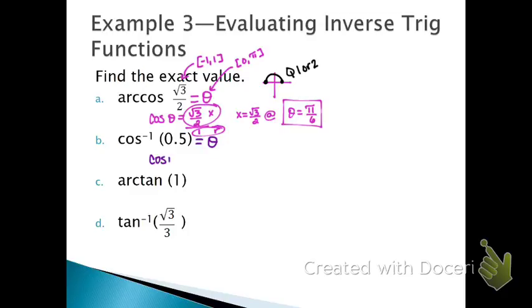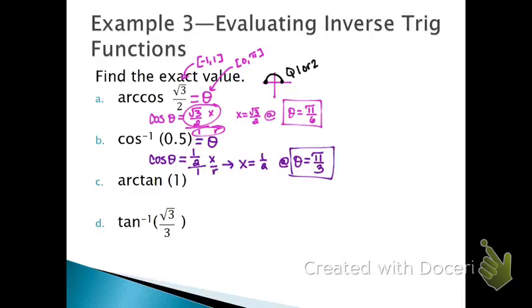So when I rewrite this, I've got cosine of theta is equal to 0.5. That's the same thing as 1/2, isn't it? And we know cosine is x over r, but if I just do x on top, r on bottom, that means r is 2. So I'm going to put that over 1. So I'm looking for where x is positive 1/2, and remember we're in quadrant 1 and quadrant 2. So theta is pi over 3.